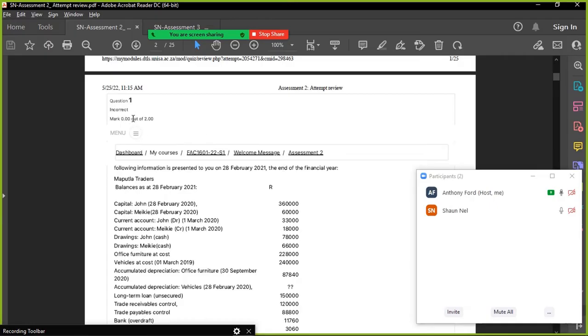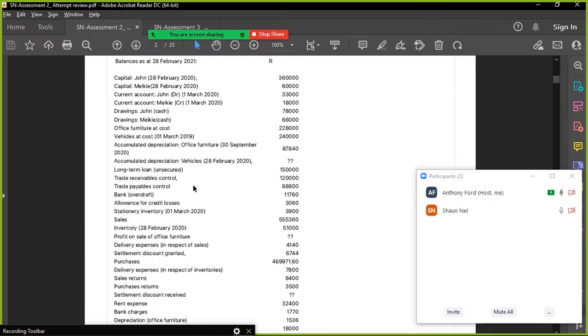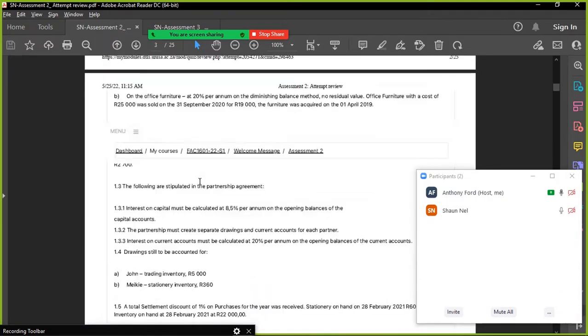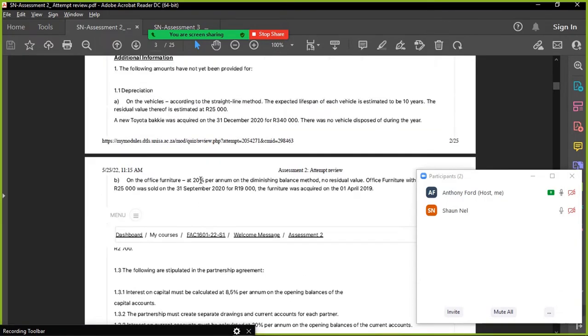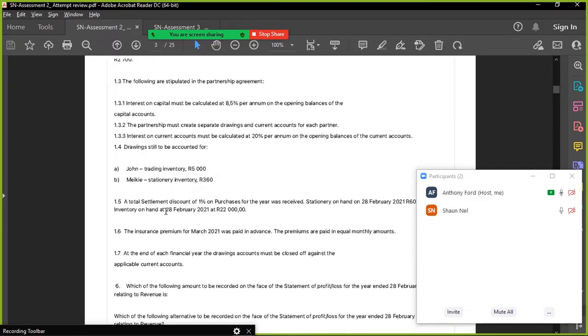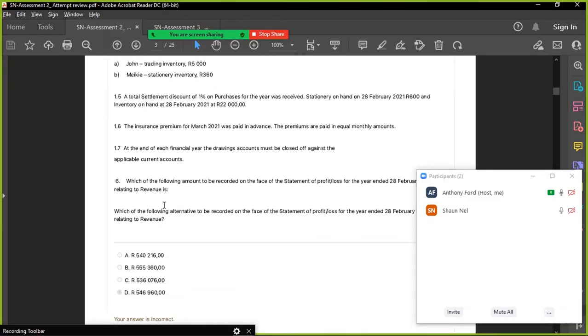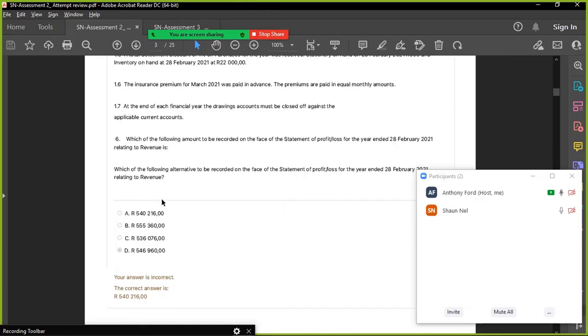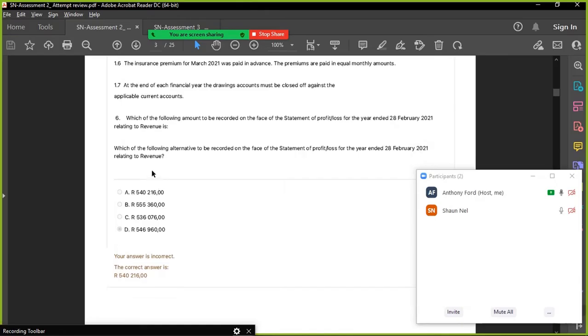All right. So assessment number 2. I see you got the first one wrong. Question 1 was out of 2 marks. If we look at the required, let's see what they're asking for. Those are adjustments. And then you've got information about the partnership. Lots of different points to consider. And then here's the question: which of the following alternatives to be recorded on the face of the statement of profit and loss for the year ended?